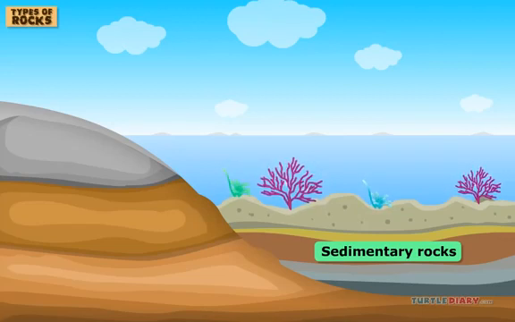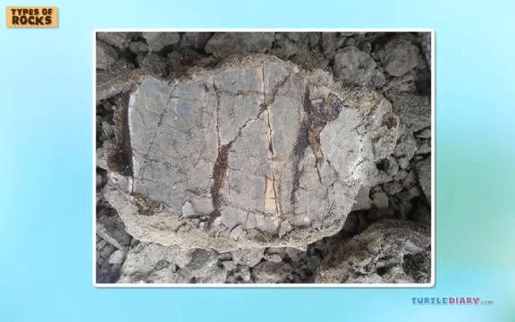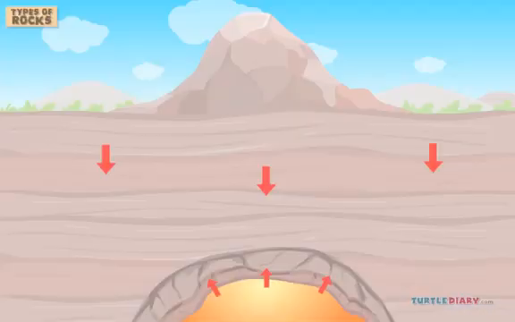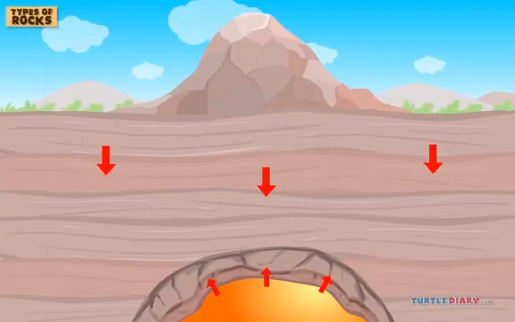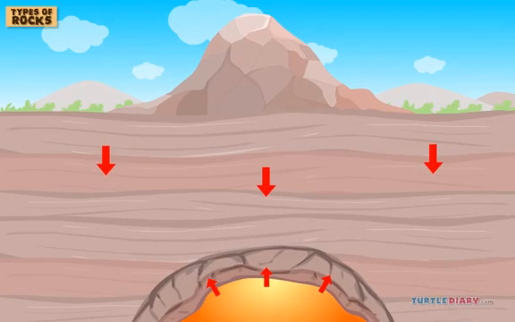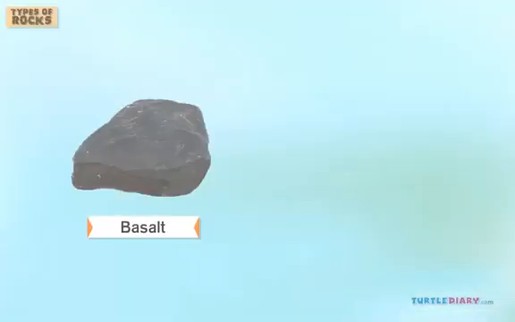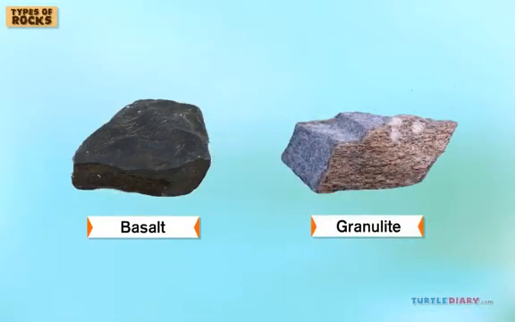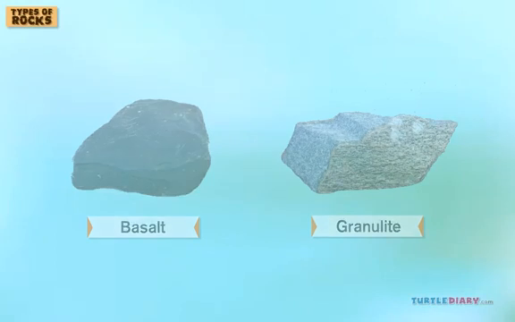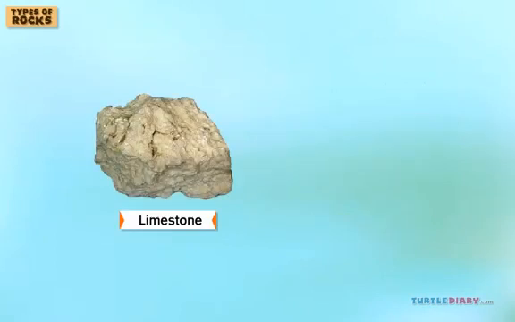Other rocks change from one kind to another. Metamorphic rocks change form. That's what their name means, to change. These rocks are often formed under mountains. The pressure or heat changes these rocks. Basalt can change into granulite. Limestone can change into marble.